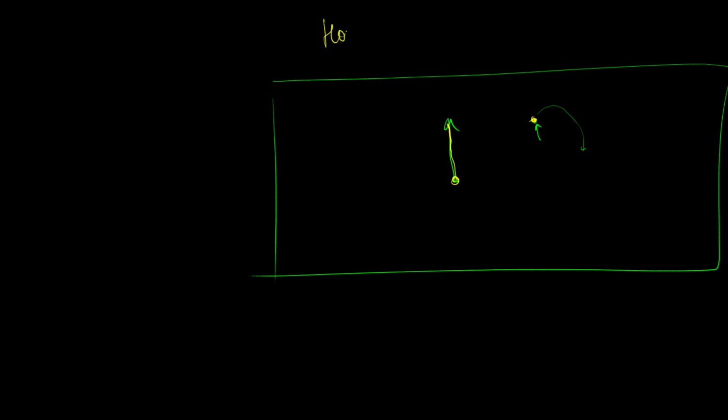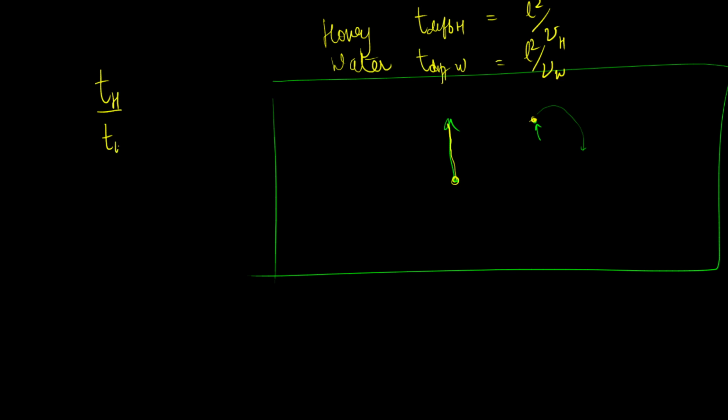So for honey, the time taken for diffusion, if I call it T diff H, will be L squared by nu honey, and the time taken for momentum to diffuse in water, if I call it T diff W, will be L squared by nu W. So the time for honey divided by the time for water will be nu water upon nu honey. The kinematic viscosity of honey is quite large. So the time taken for the disturbance to propagate in honey will be quite small compared to the time taken for the disturbance to propagate in water.